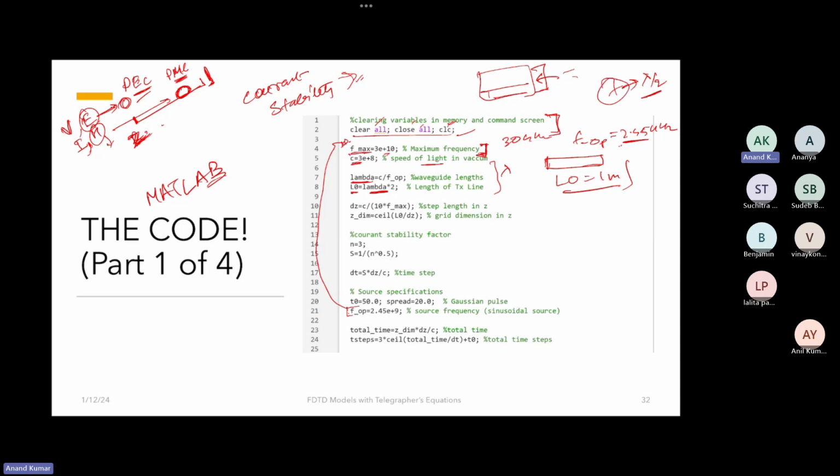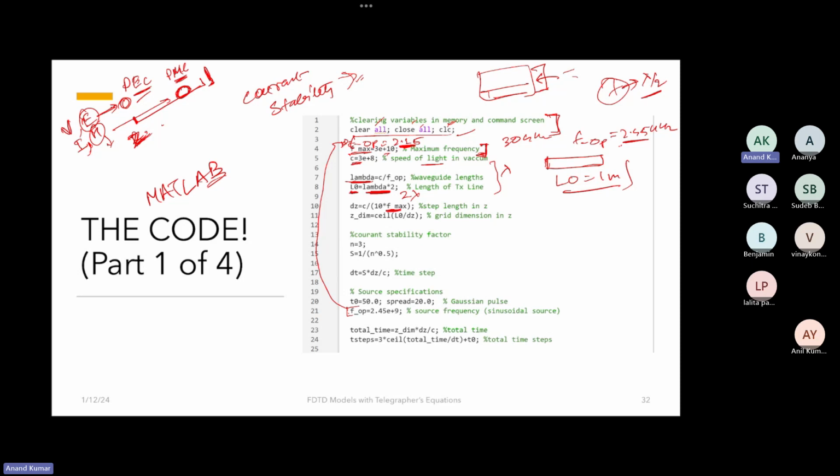So I've chosen a frequency fop, which should be 2.45 gigahertz over here. Then using fop, I've calculated the wavelength, and I've kept the length of the transmission line as L naught, which is 2 lambda, based on the operating frequency 2.45 gigahertz. The next step is discretization.